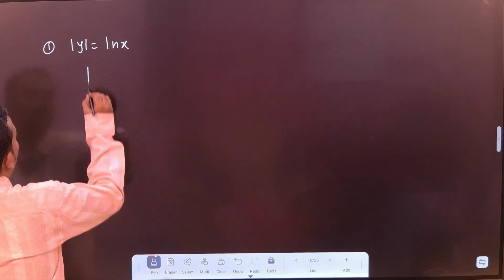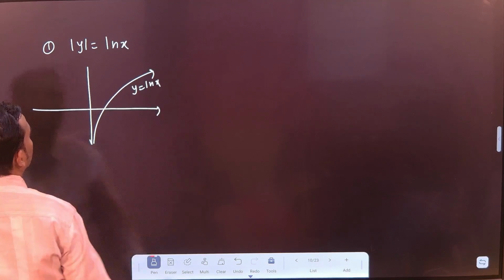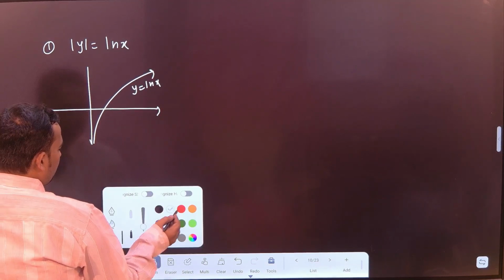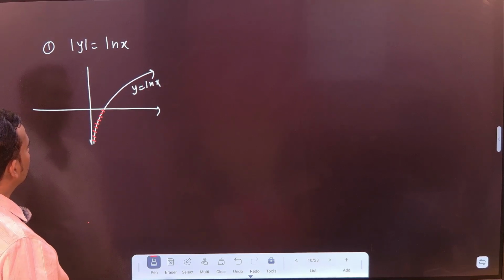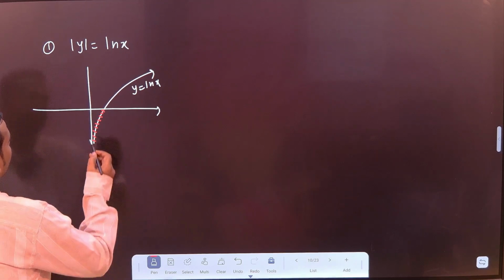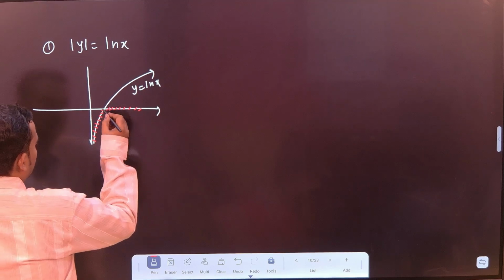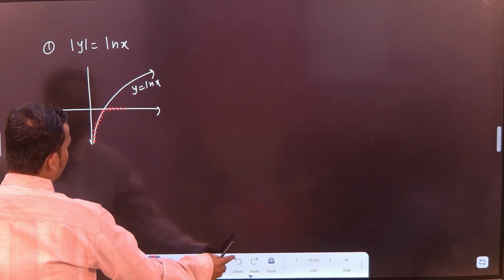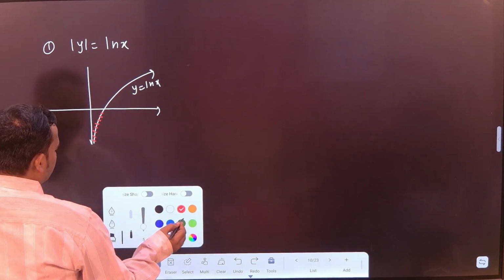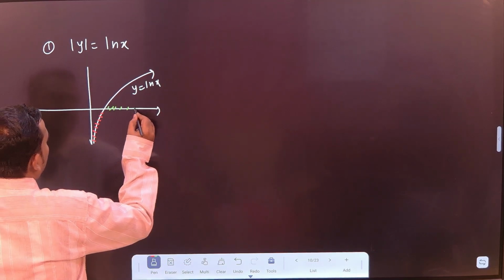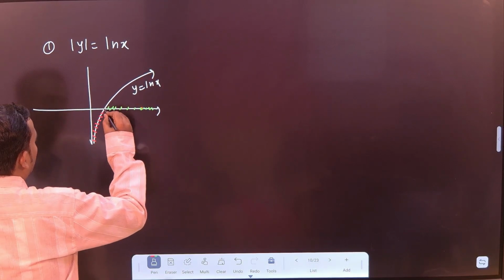Yes. You know the log x graph? This is y is equal to log x. Whatever is below the x-axis, remove it. And whatever the positive portion is, take the image with respect to x-axis. Take the image of that positive part with the x-axis as the mirror.